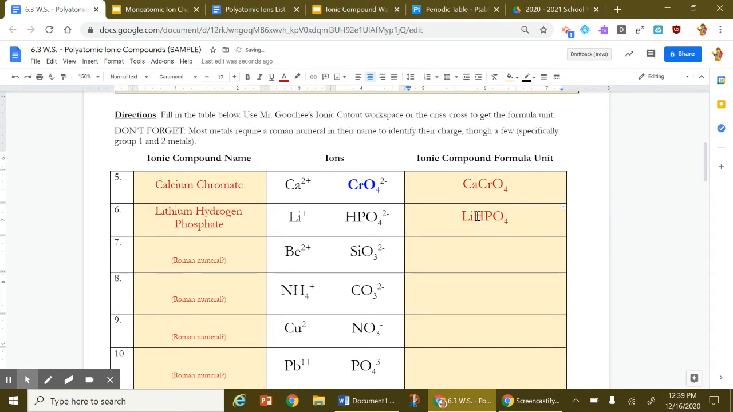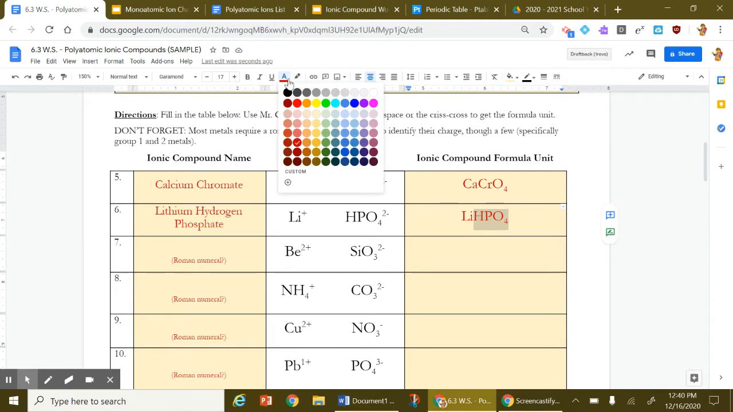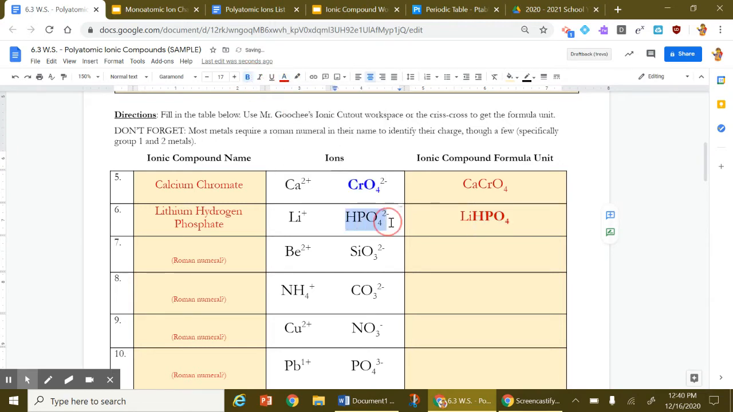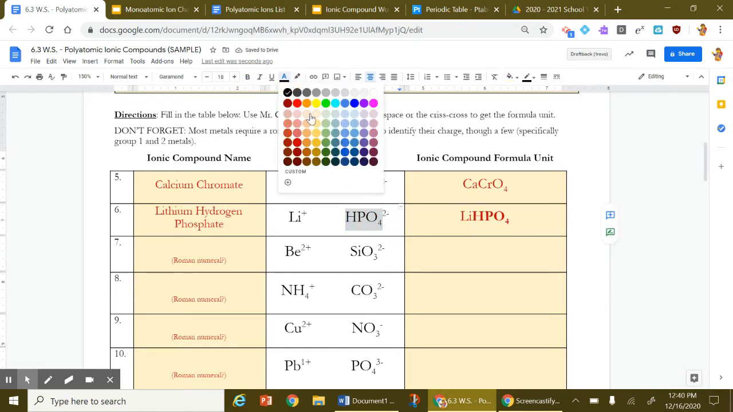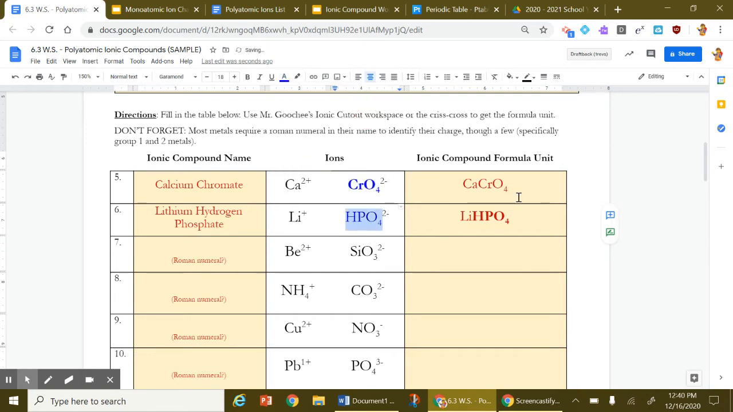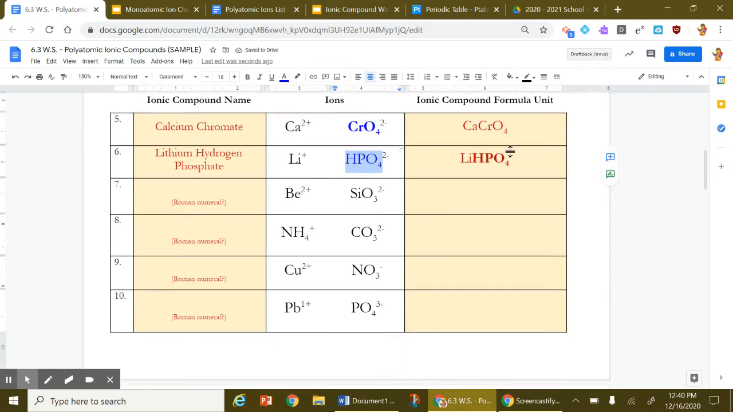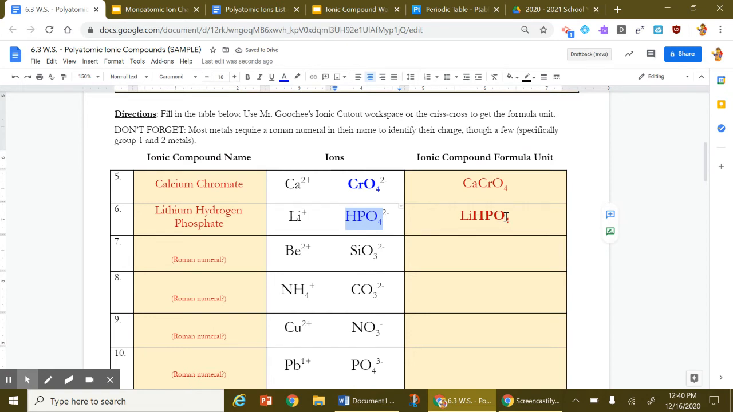And you only have one of them. So that's it. This 4 is not how many hydrogen phosphates there are. This 4 is part of the single hydrogen phosphate, okay? Hydrogen phosphate is HPO4. That's what it is, okay? So if you have 1 hydrogen phosphate, you have an H, a P, and an O4.